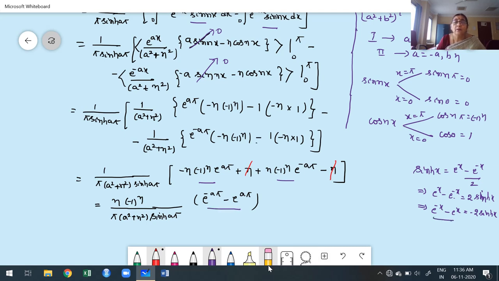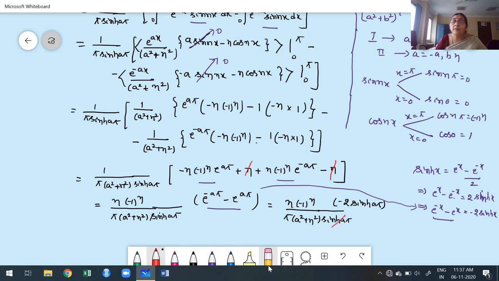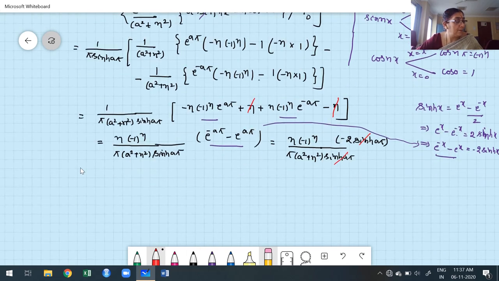Now this can also be written as n into minus 1 to the power of n divided by pi into a square plus n square into sine hyperbolic of a pi, into what is this actually? Minus 2 sine hyperbolic of a pi. You compare from this to this. The next step, what happens? Sine hyperbolic a pi and sine hyperbolic a pi is cancelled. Now finally we get for bn.